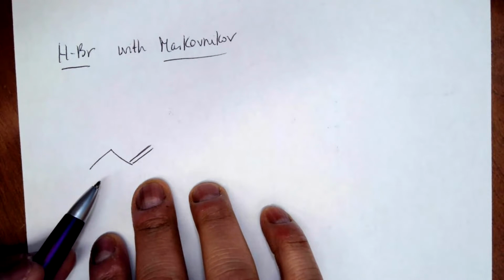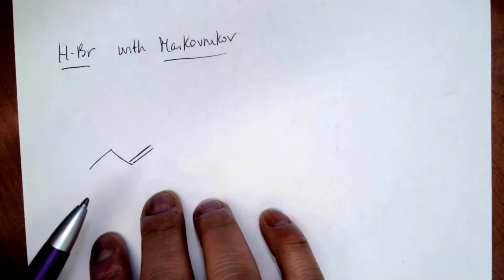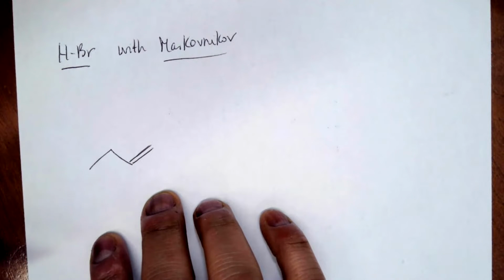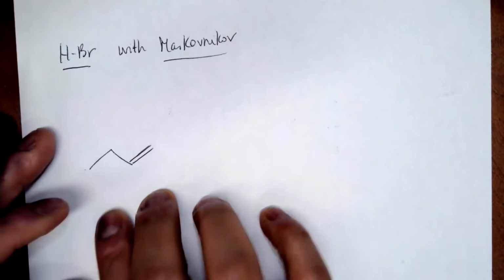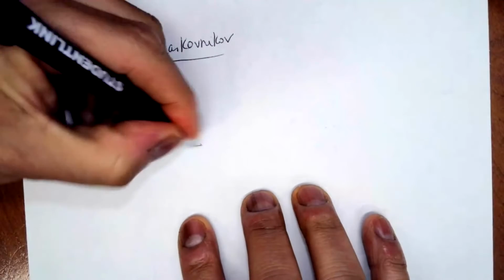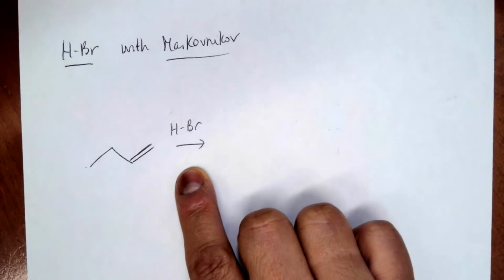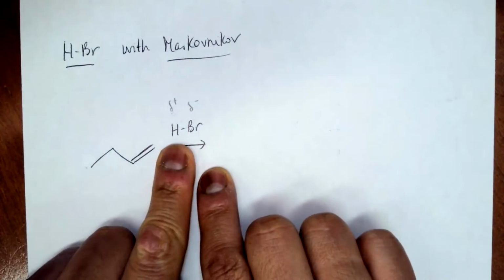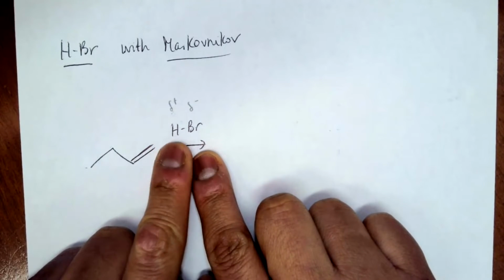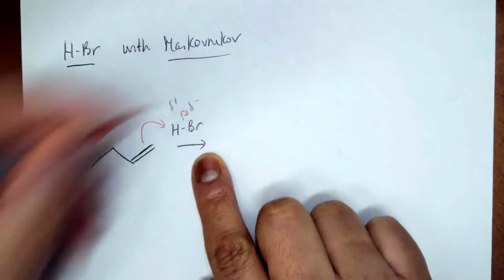This alkene is called 1-butene, right? Or you can just simply call it butene. 1, 2, 3, 4, butene. So this butene is reacting with HBr. As we know, HBr has delta plus, delta minus. Definitely the H is going to be attacked by the alkene. Alkene attacks the H, bromine leaves.